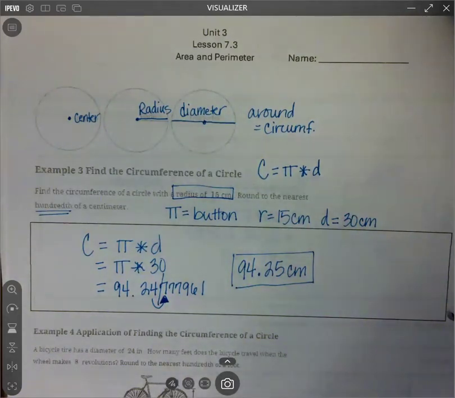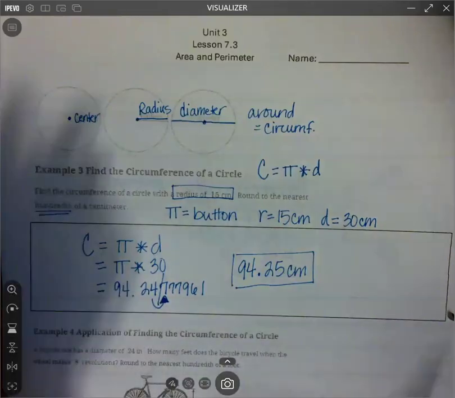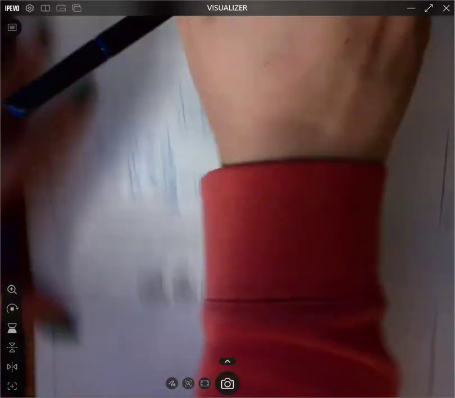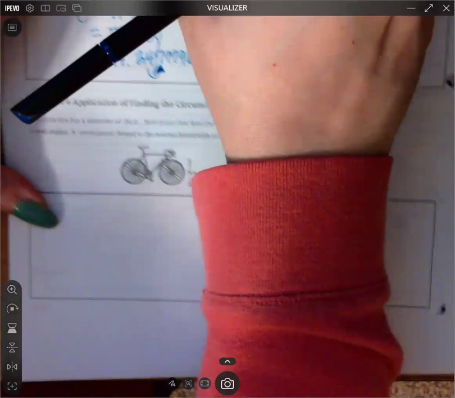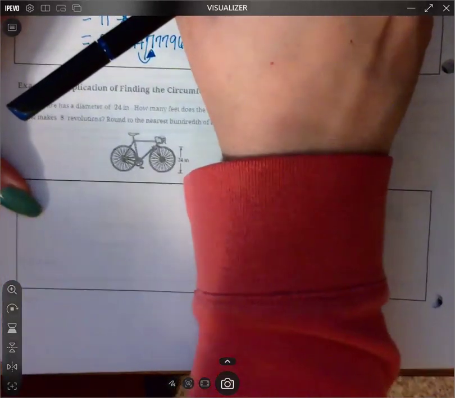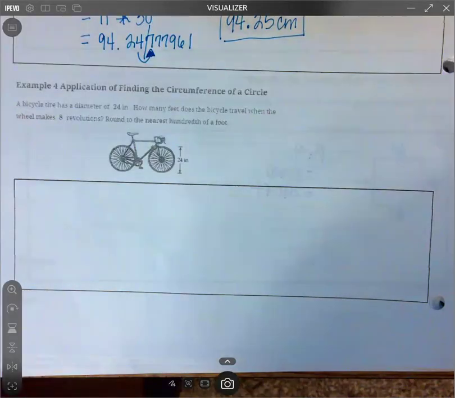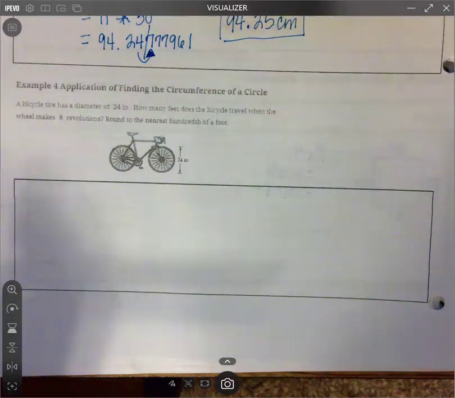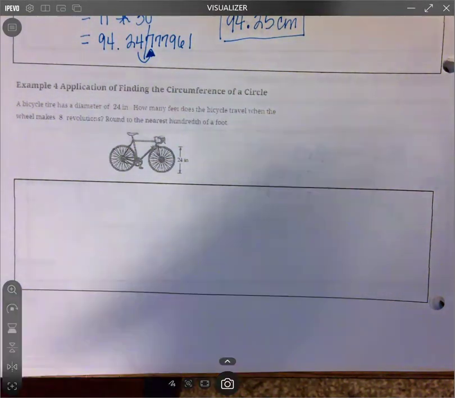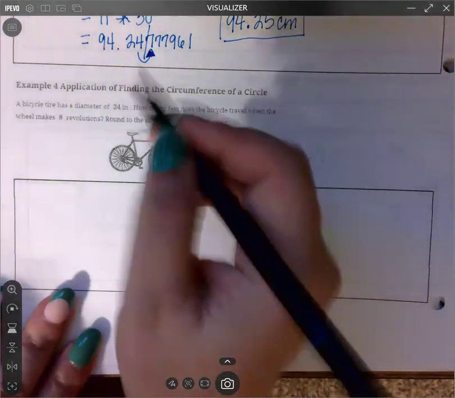The next one is going to be an application of the circumference of a circle. And you'll notice that I have a picture of a bicycle. Bicycle tires would represent circumference if we're talking about how many feet or inches or miles that it would have traveled. So let's go ahead and take a look.